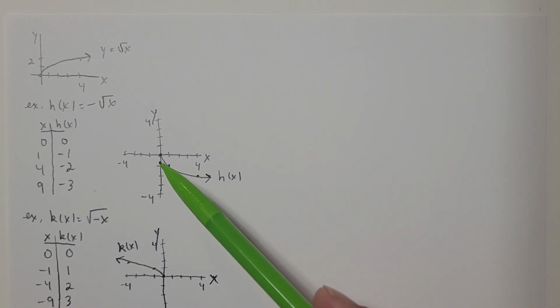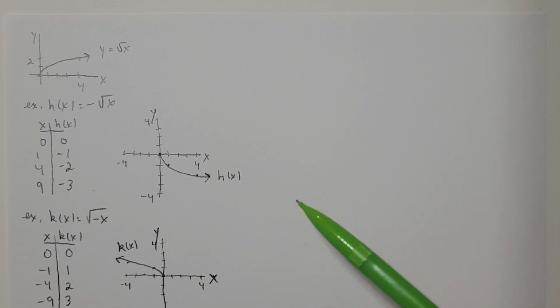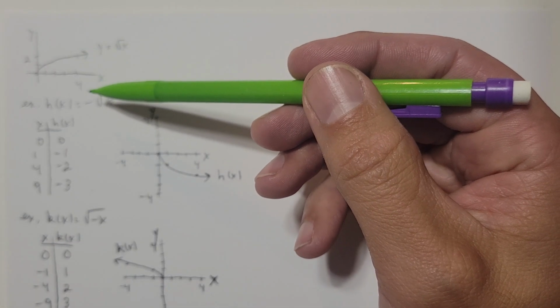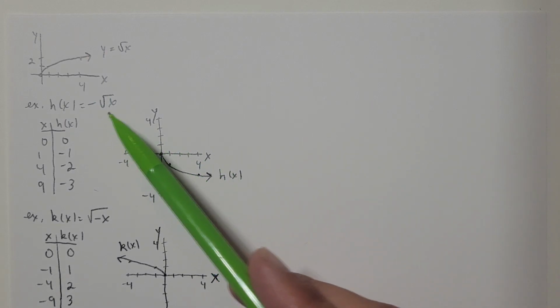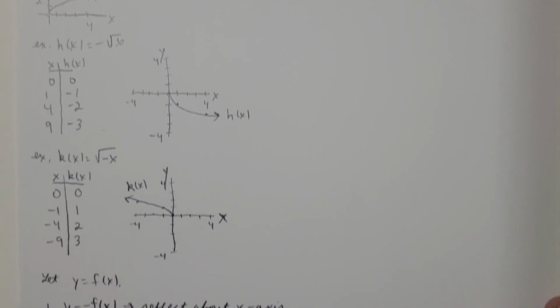And then when I draw this curve, it'd be flowing downward and towards the right into quadrant 4. Okay? So what happened to the original basic function y equals the square root of x to get the graph of h? Well, it looks like all I did was I reflected the graph about the x-axis. Why the reflection? Well, the negative in front of the function is causing that.